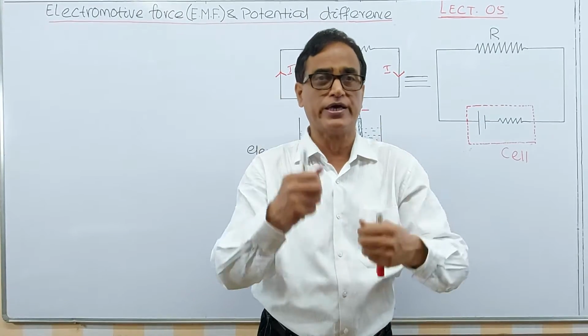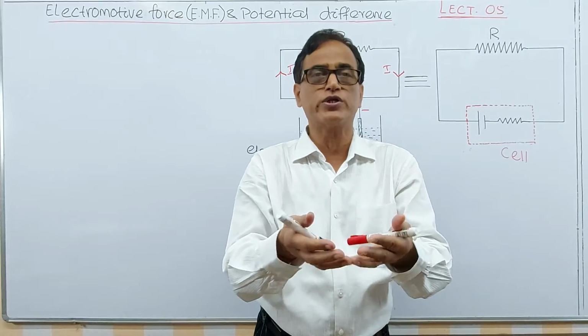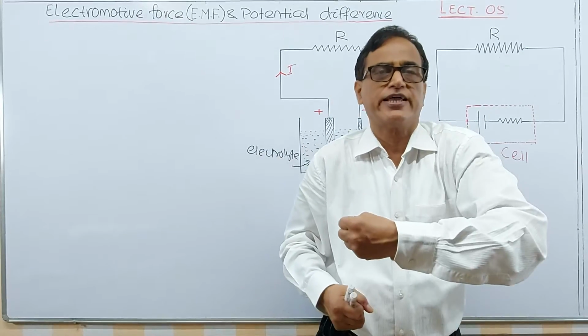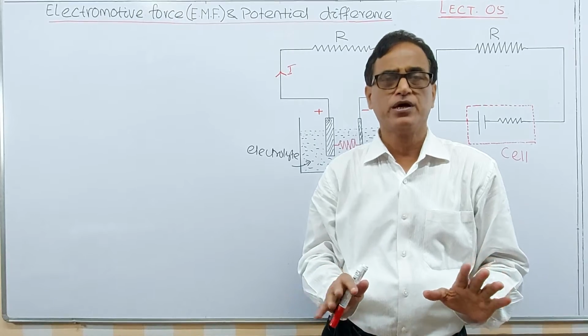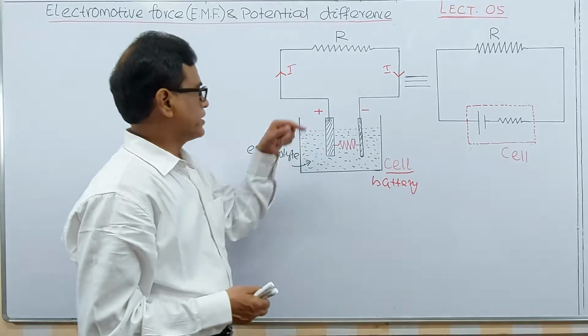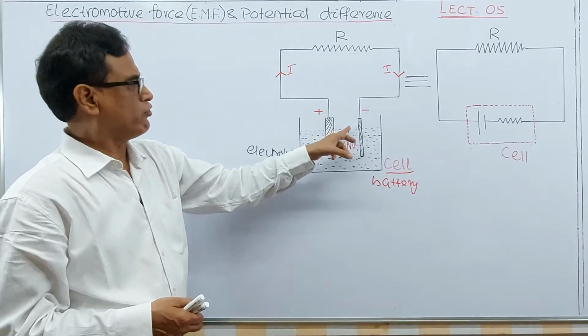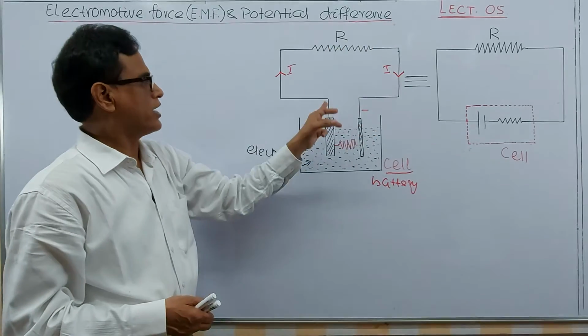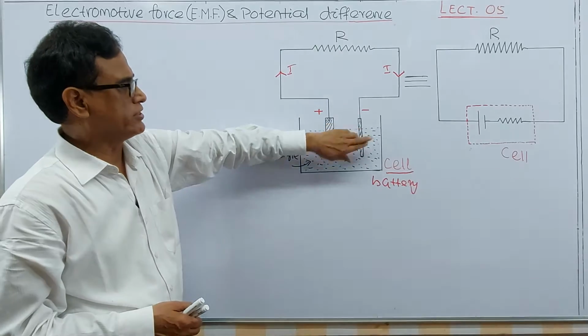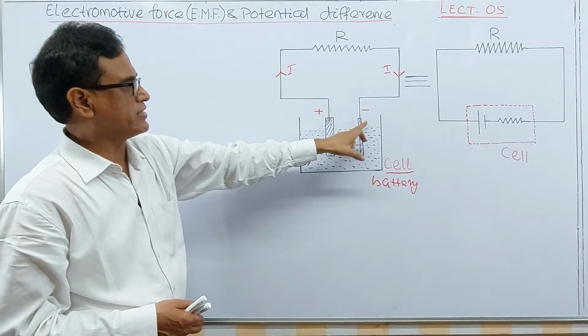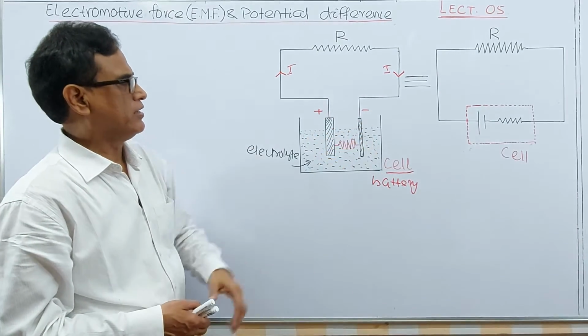It is a source of electromotive force, because it forces the electron to move inside a conductor. That's why we call it EMF. Now here you see, by this we can have the flow of electron from minus to plus, and current flows from plus to minus. You know this one. Forget about this one. This is the electrolyte, this is the positive terminal, this is the negative terminal of the cell.